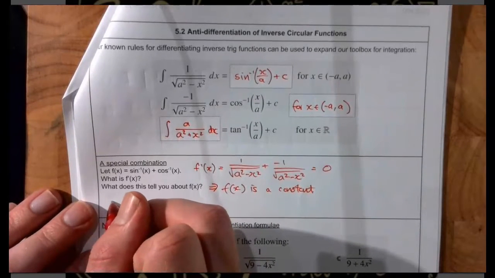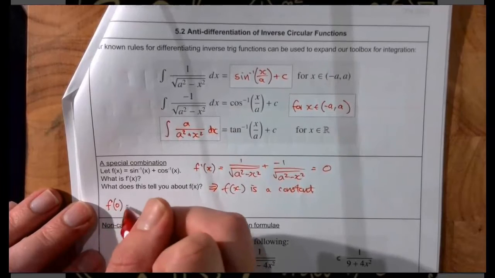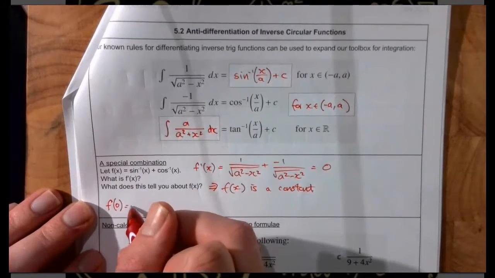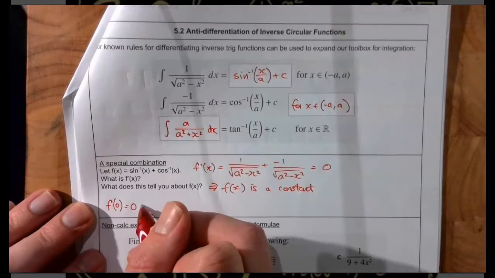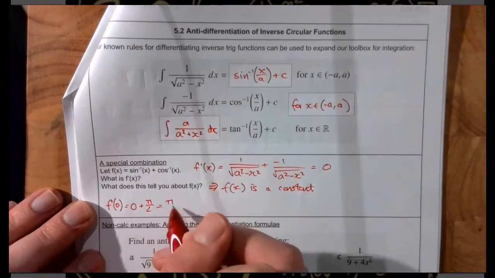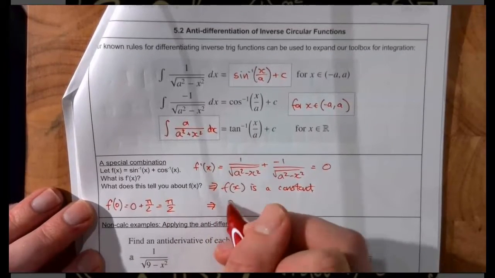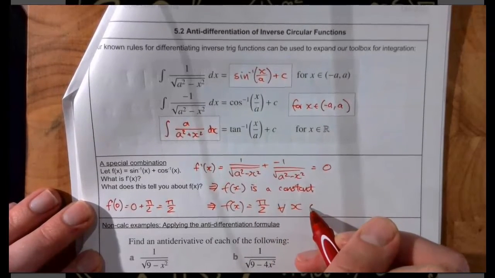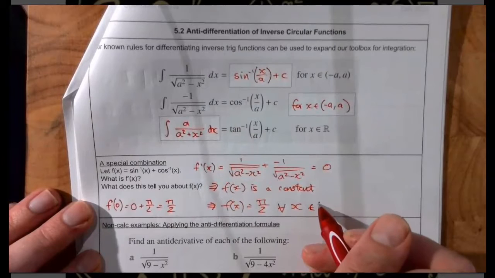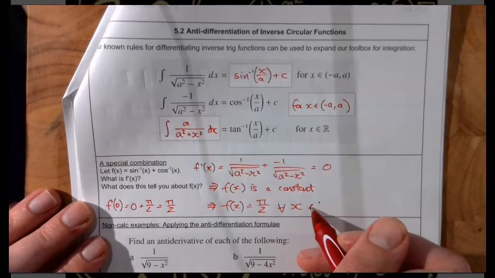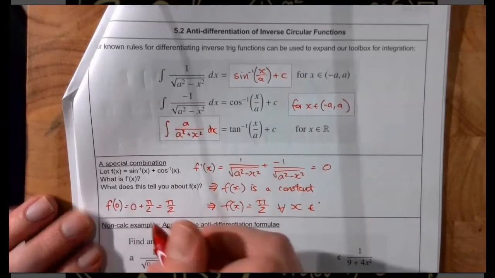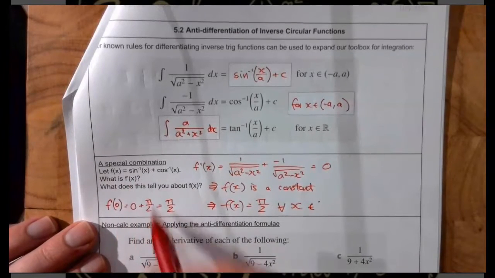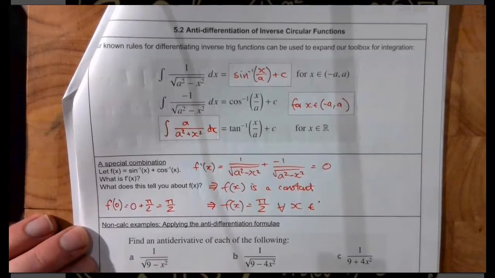And we could substitute in for 0. Sine inverse of 0 is 0, cos inverse of 0 is pi over 2. And that actually tells us the constant, so f of x is pi over 2 for all values of x in the range. So this is a really helpful idea, a little trick, and the kind of thing that's going to come up pretty often in the odd question. So a good thing to point out.